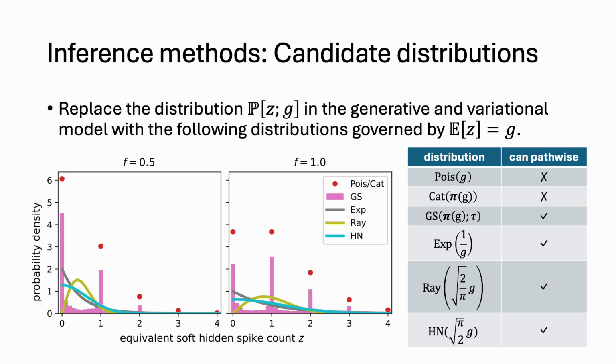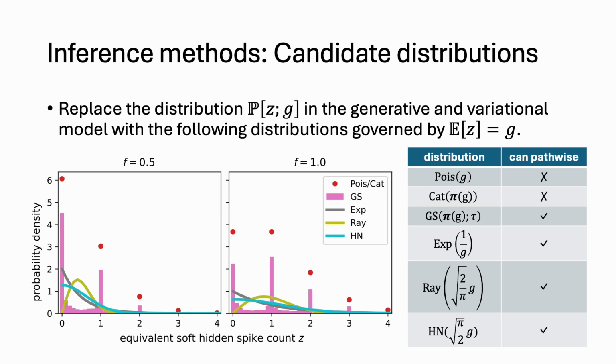With the modified distribution, we can replace the hidden Poisson distribution in both the generative and the variational model with the proposed Gumbel softmax distribution, and then apply the pathwise gradient estimator. In fact, the differentiable POGLM we introduced before is already compatible with any single parameter continuous distribution with its corresponding reparameterization trick. So we can actually extend the distribution one step further from Gumbel softmax to distributions such as exponential, Rayleigh, half normal, and so on.